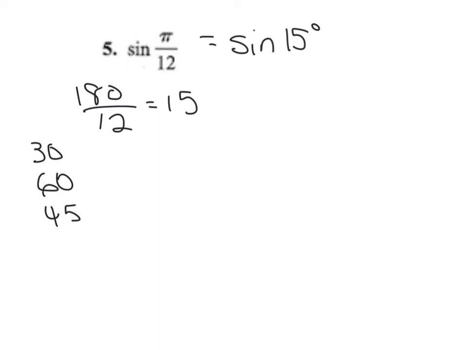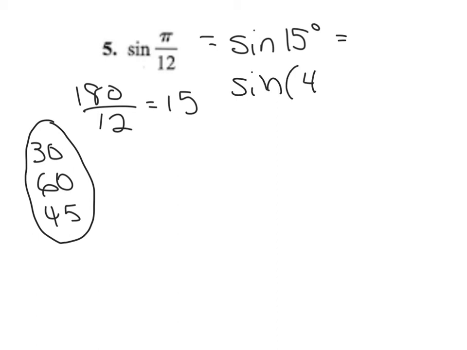Since I'm using the sum or difference identities, I want to find two angles that I know the sine of and add or subtract them to get 15 degrees. So it looks like we have two choices here. We could use 30 minus 45 or 60 minus 45. So I'm going to use 30 minus 45. So this is equal to the sine of 45 degrees minus 30 degrees.